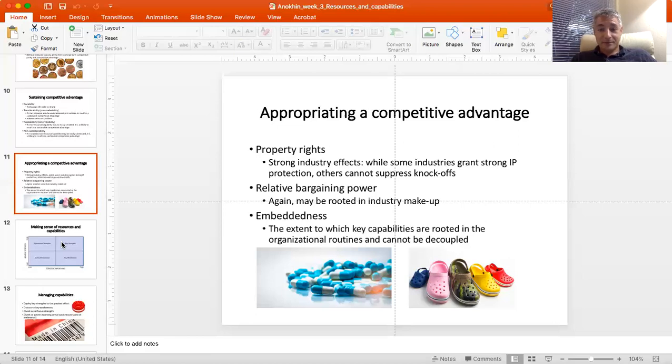And because the appropriability regime in this industry is not tight, within a couple of years, everybody else was making them. And so now obviously you go to any store that sells footwear.